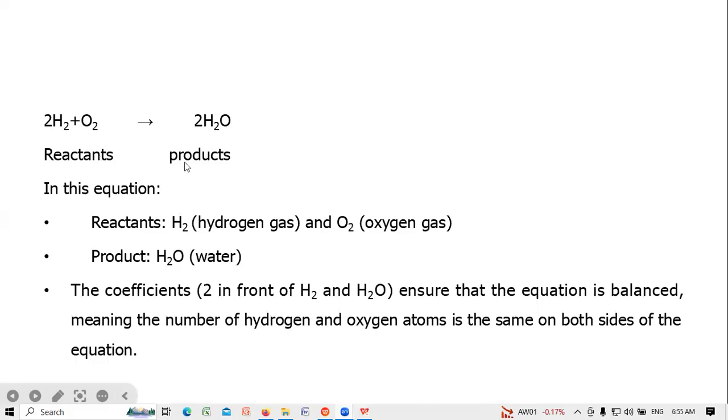The reactants in this reaction are hydrogen gas and oxygen gas, and the product is water. The coefficient 2 in front of hydrogen and water ensures that the equation is balanced, meaning the number of hydrogen and oxygen atoms is the same on both sides of the equation.